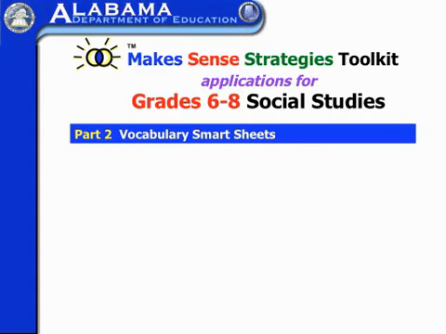Now we're going to take a look at some vocabulary smart sheets and how middle school social studies teachers have used them when teaching vocabulary. A couple of things to keep in mind when it comes to vocabulary. First of all, when students are asked to basically look up a term and write the definition, very often that results in very little or no memory of the term. So generally just copying definitions is not going to work really well.